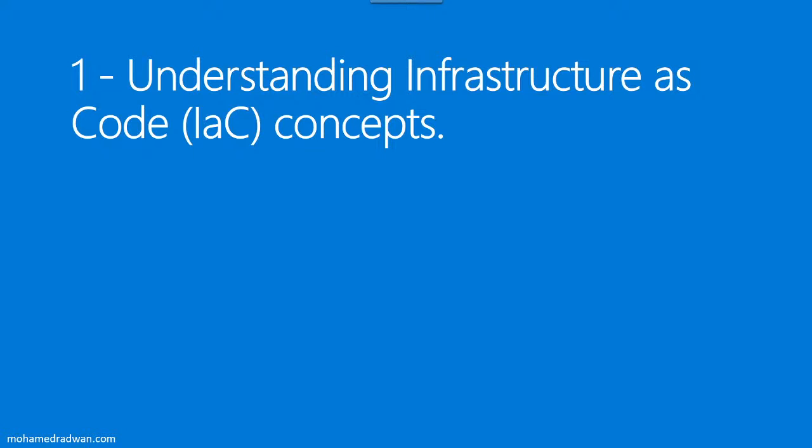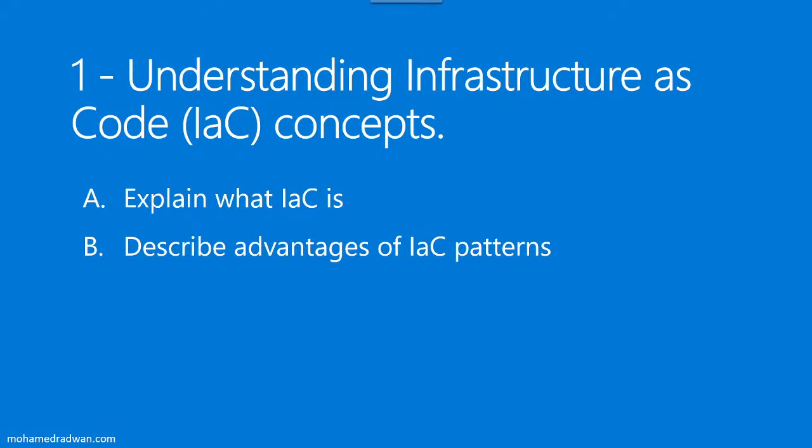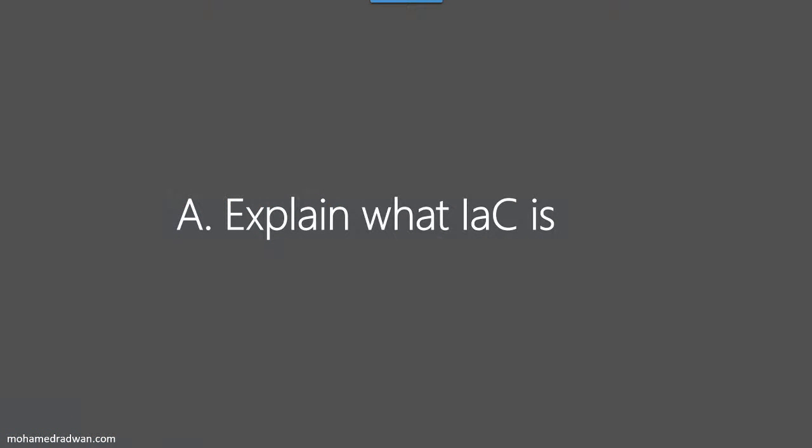So the first objective: understand infrastructure as code. This objective is divided into 2 sub-objectives. The first is explain what infrastructure as code is, and the second is describe the advantages of the infrastructure as code pattern. So the first sub-objective is what is infrastructure as code.